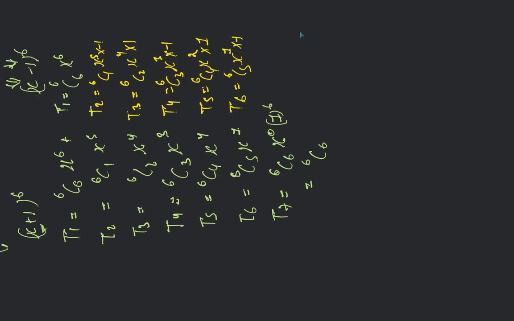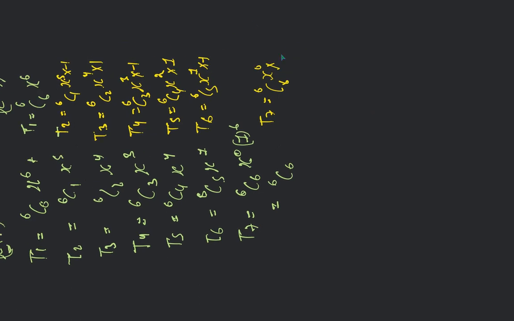Talking about the seventh term, how can you get the seventh term? We get the seventh term if in place of r we put r is equal to 6, so we get 6C6 into x to the power 6 minus 6, that is 0, into minus 1 to the power 6, and minus 1 to the power 6 will give us plus 1.